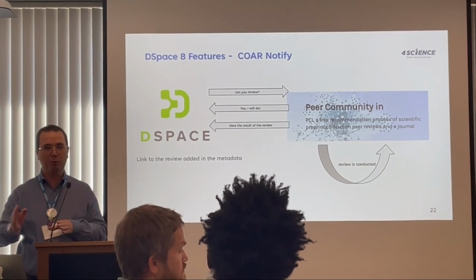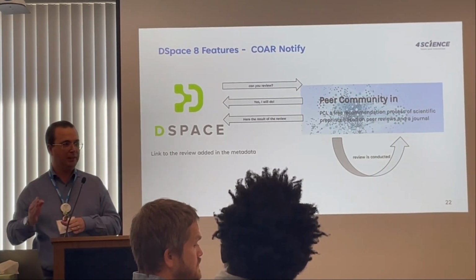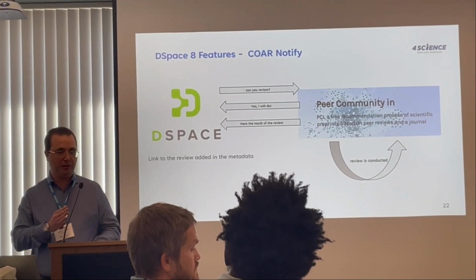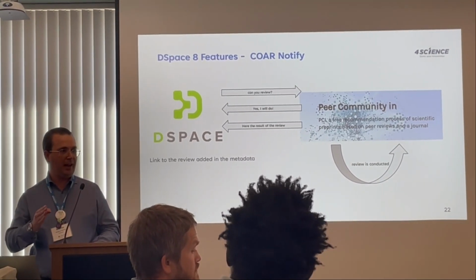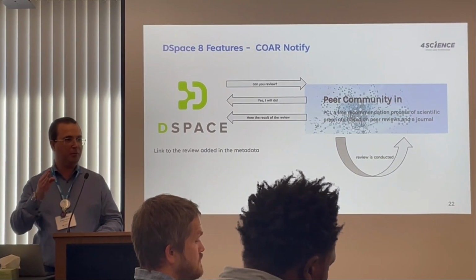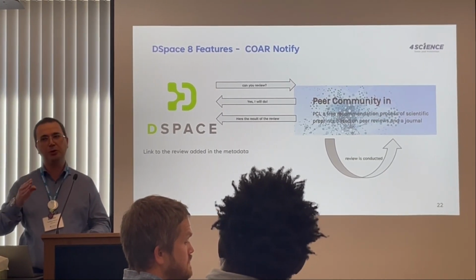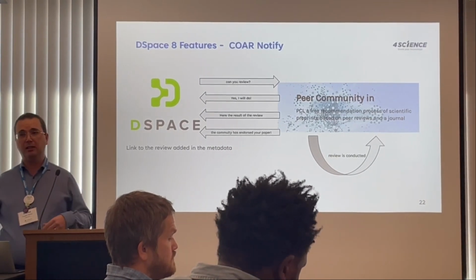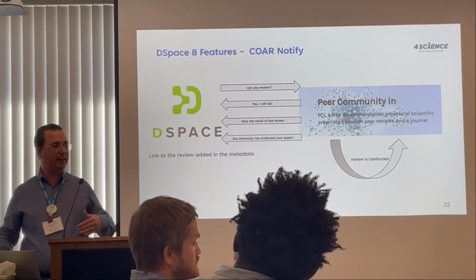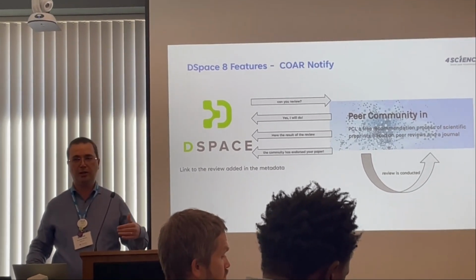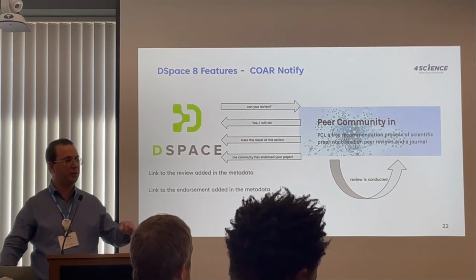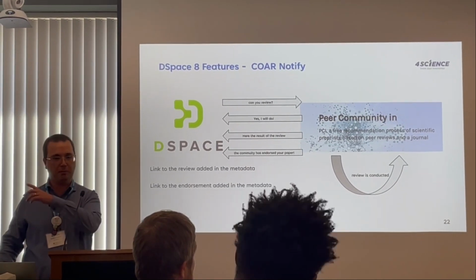What we want to have is open peer review that has been built transparently in a system and shared in an open way. And in this way, the repository could also hold the review. And sometime later, an overlay journal can endorse your paper. And in this case, DSpace will also say this publication has been endorsed by this community.